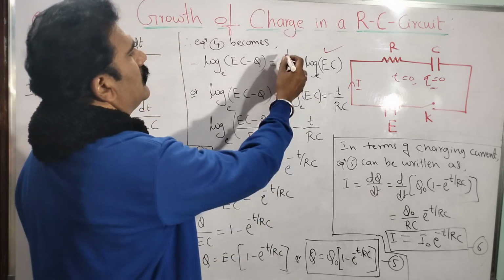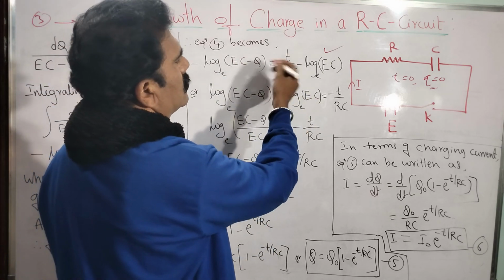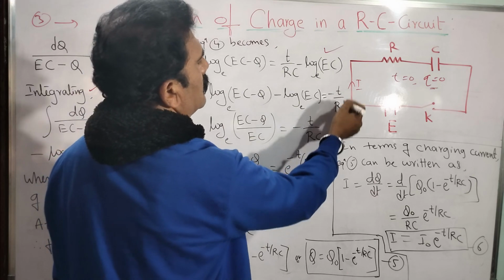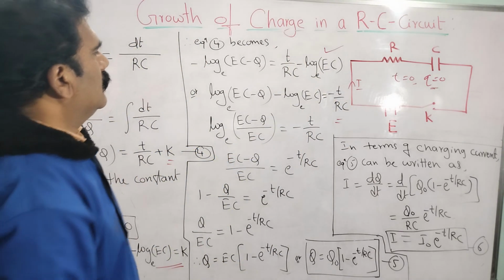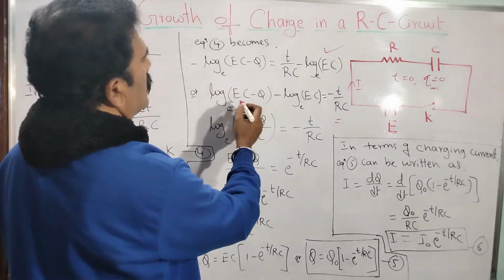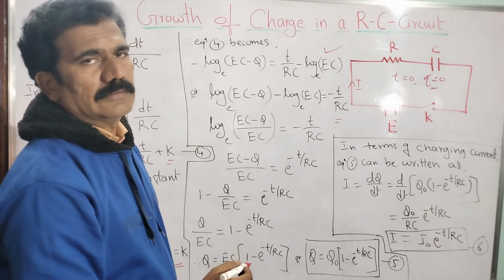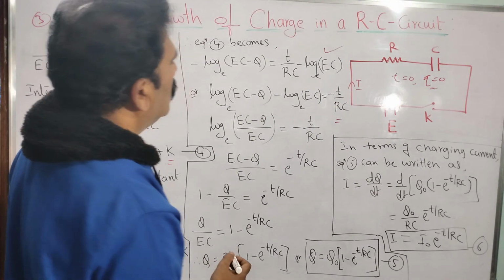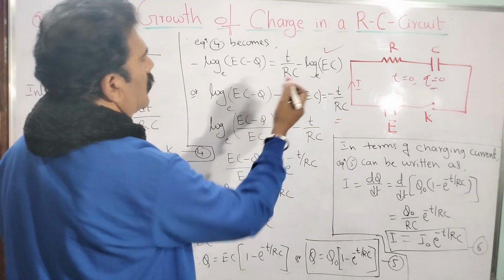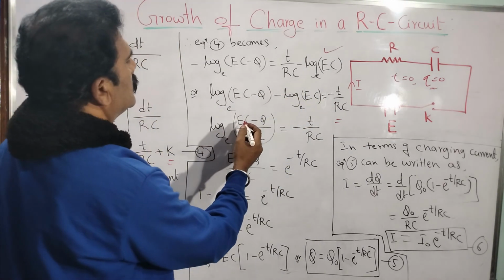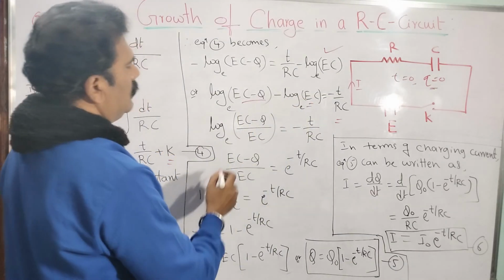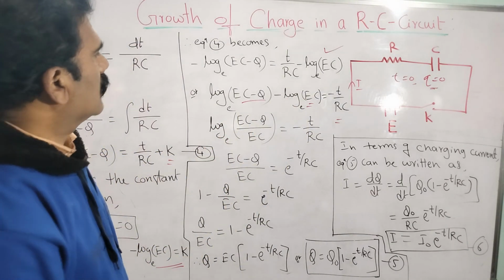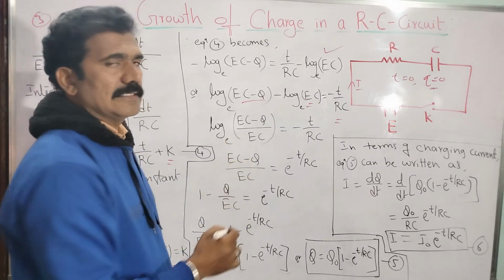Okay. So T by RC you have to take in the left hand side, so that is what we can write here: minus T by RC, and plus becomes minus here. In the next step, it is just like log A minus log B. So you are applying the identity log A minus log B. Therefore you can write log of EC minus Q divided by EC.